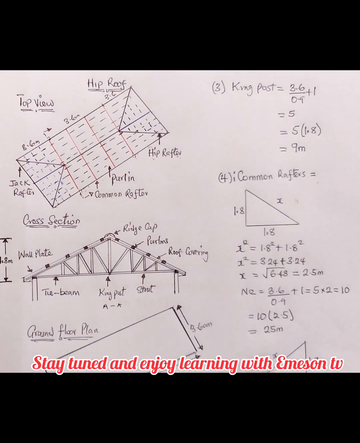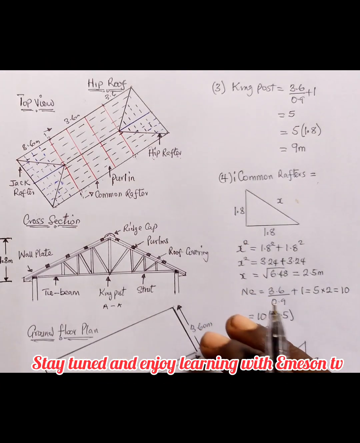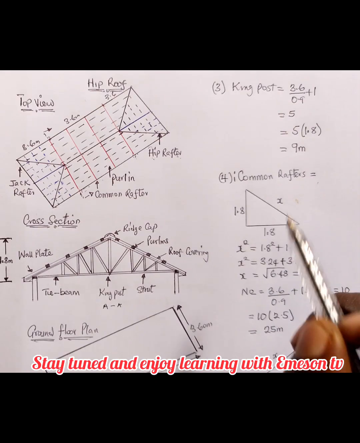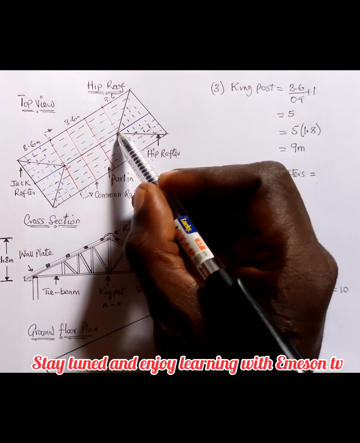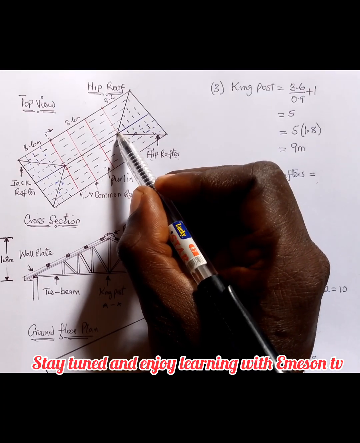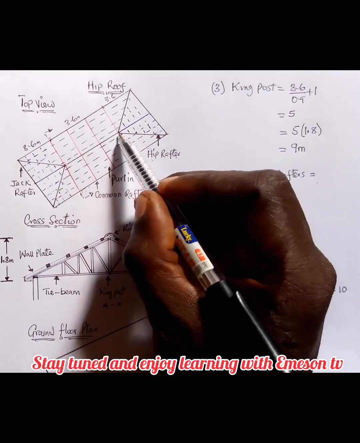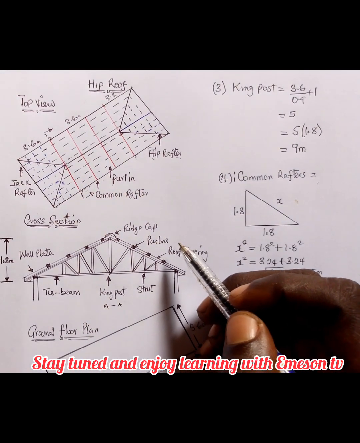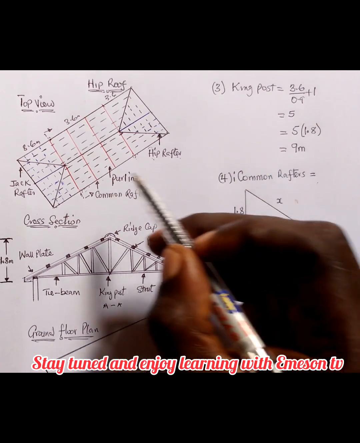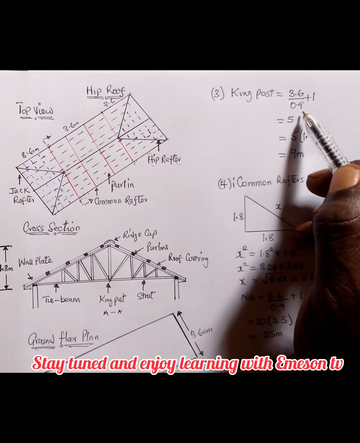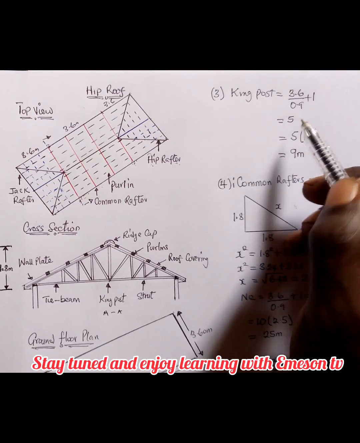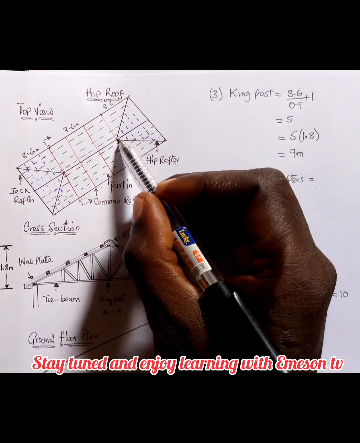So alright, let's quickly proceed to king post. For king post, we are going to have the king post run from this point to this point. Where you have your strut is where you see your king post. So from this point to this point is our king post. So let's get the total number of king posts. From here to here is 3.6 divided by the spacing. We say 3.6 divided by 0.9 plus 1 will give us 5. So from here to here we'll have 5 king posts.